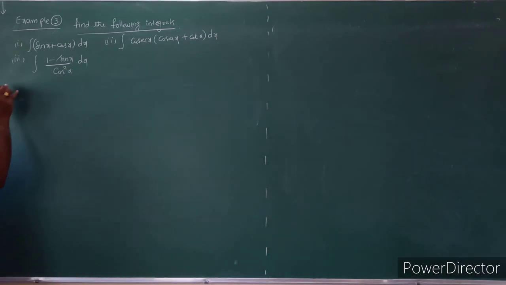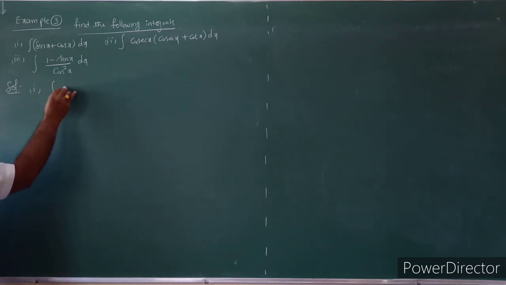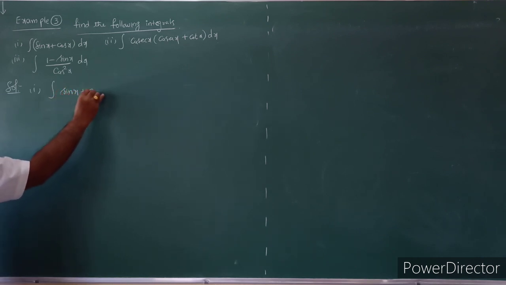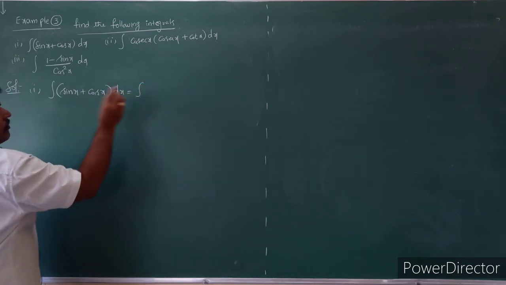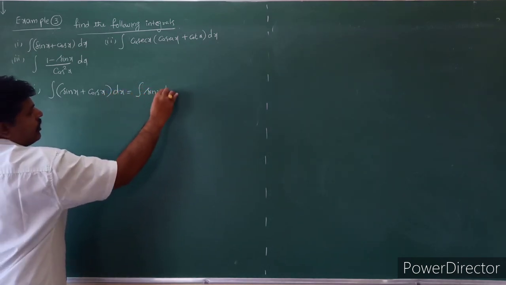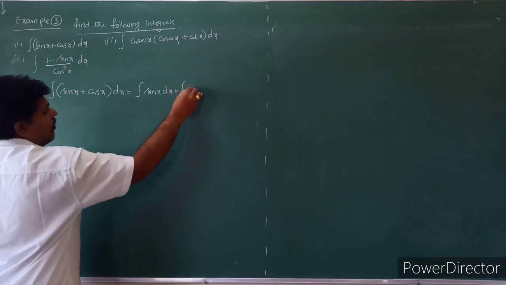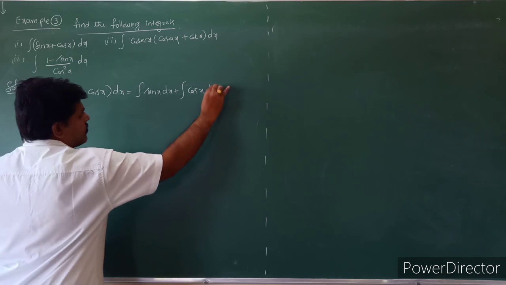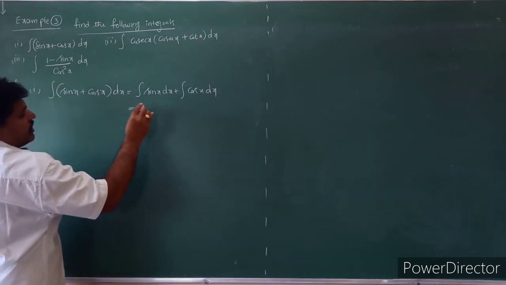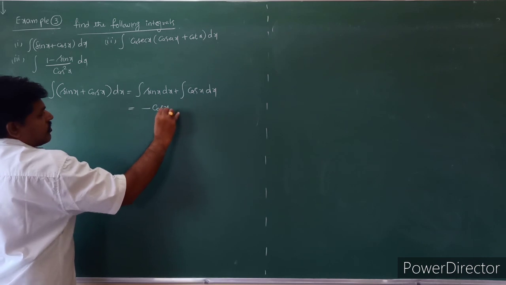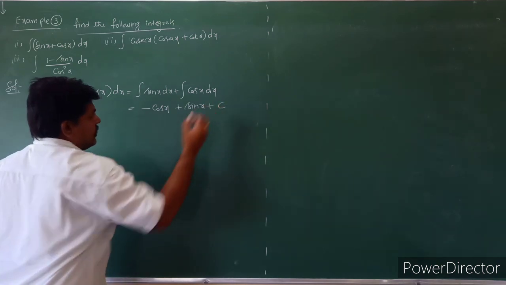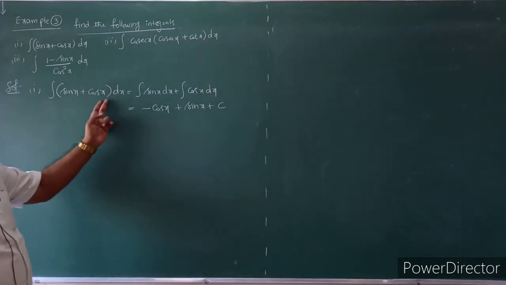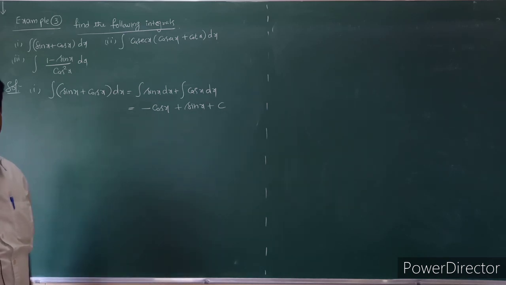See the first one, solution. First question is integral of sin x plus cos x into dx. So what is that? Integral of sin x into dx plus integral of cos x into dx. What is the integral of sin x? Integral of sin x is minus cos x, plus integral of cos x is sin x, plus c. Okay, integral of sin x plus cos x into dx is sin x minus cos x plus c.